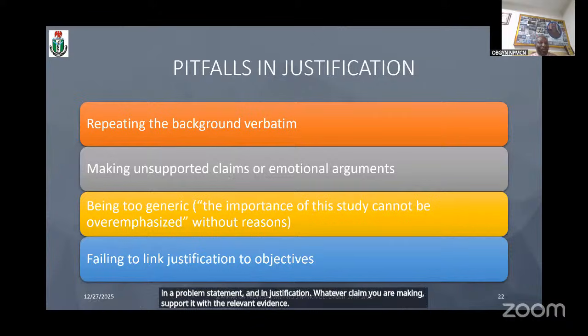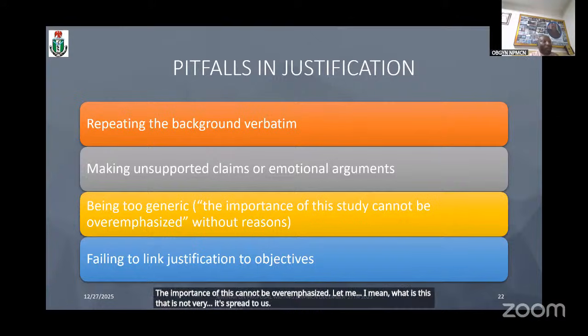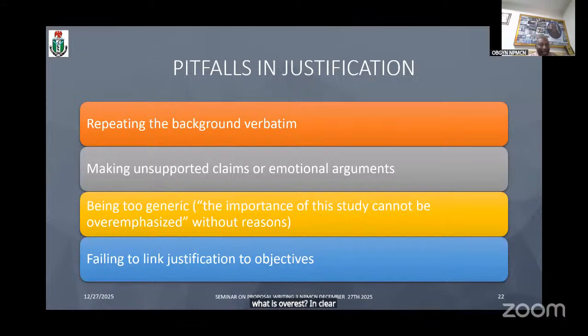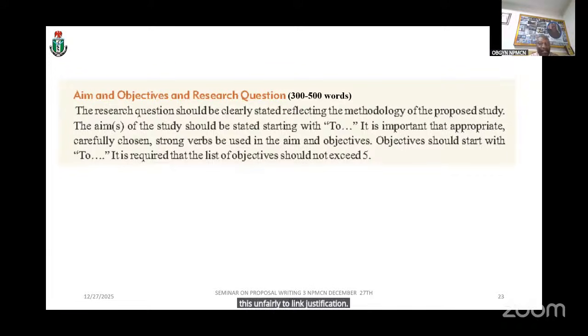The importance of the study cannot be overemphasized. That is, I mean, explain to us in clear terms what is overemphasized, not to hide under the importance of this study. Yes, every study, the importance cannot be overemphasized, but what is important is for you to justify this, and failing to link justification to objectives. This brings us to aims, objectives and research question.